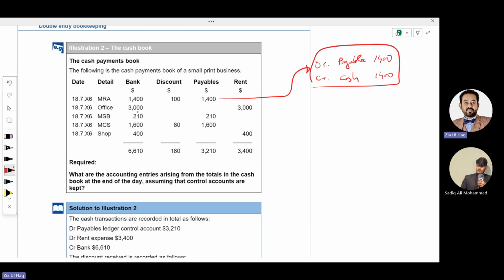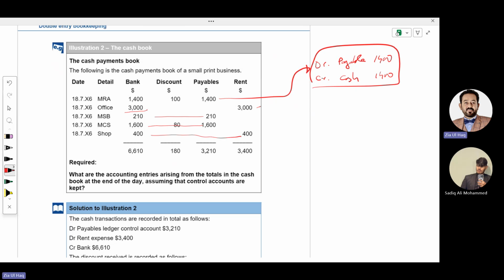On 18th of July, 3,000 payment for rent. So rent expense debit, cash credit. On 18th of July, 210 to a payable. So cash credit, payable debit. And on 18th of July, 1,600 to a payable. 1,600 payable debit, cash credit. And rent debit, cash credit.